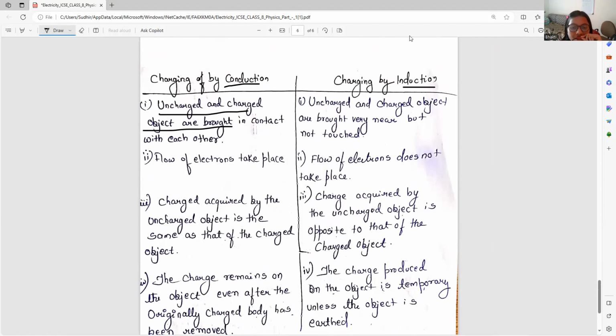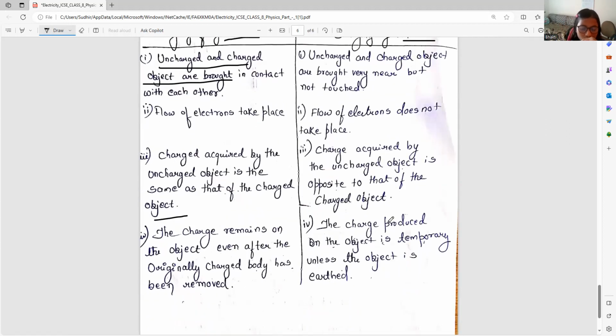Charging by induction: uncharged and charged objects are very near but not touching. Flow of electrons does not take place. The charge acquired by the uncharged object is opposite to that. If this is positive, then in conduction it will attract positive only, but in induction, if it is positive, then it will attract negative. So this is the difference.